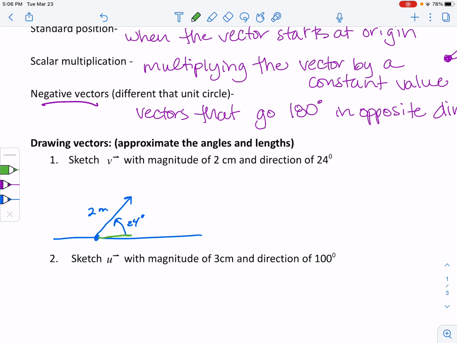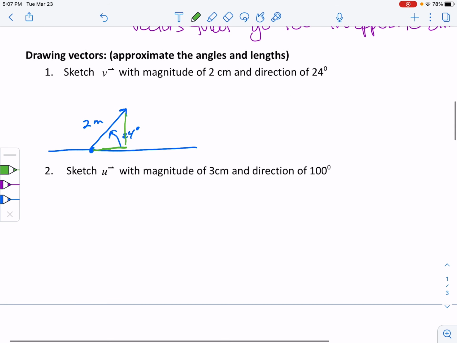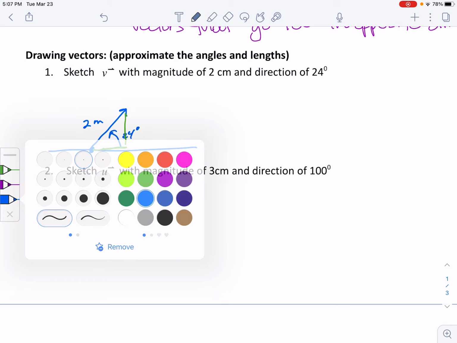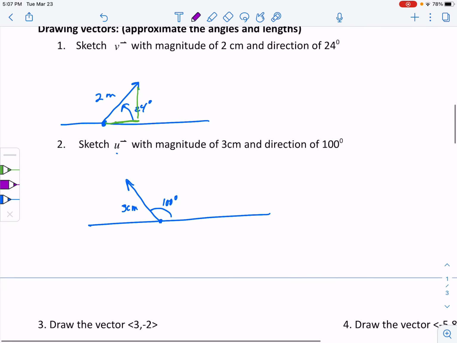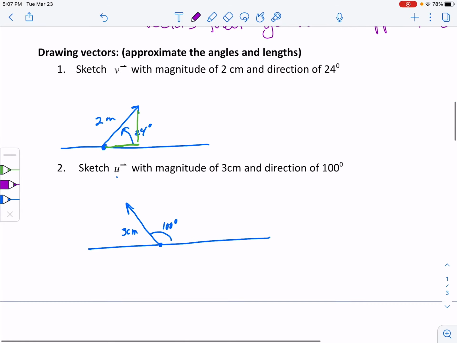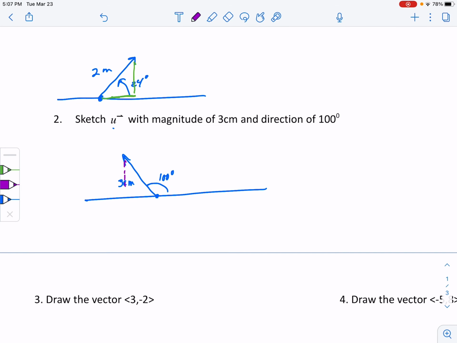This is the x component. This is the y component. Sketch U with a magnitude of 3 and a direction of 100. So you start yourself a straight line. 100 degrees is a little past 90. You measure 3 centimeters. And that's 100 degrees. And this time its components are here.